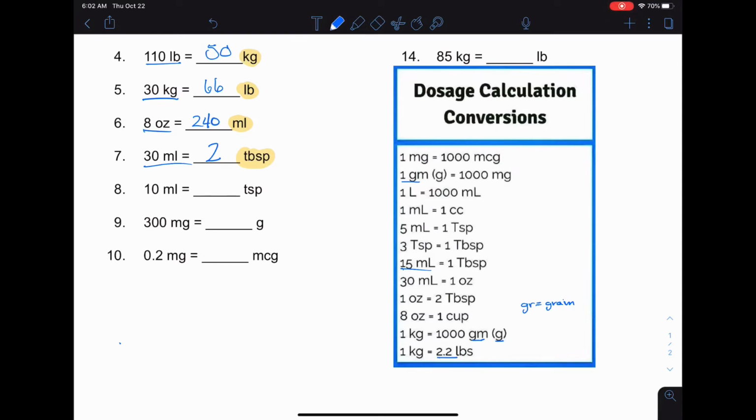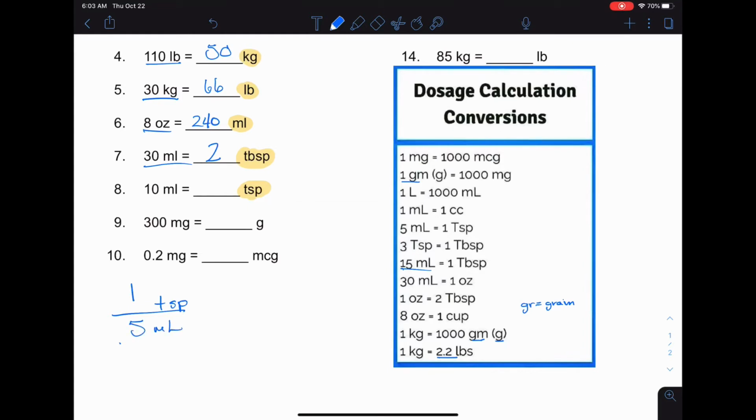All right, number 8, 10 mils to teaspoons. We look over on our chart and see if we've got teaspoons. 5 mils equals 1 teaspoon. Okay, so that'll be our conversion. We're working towards teaspoons, so that's going to be our starting point. Teaspoons. 1 teaspoon is equal to 5 mils.